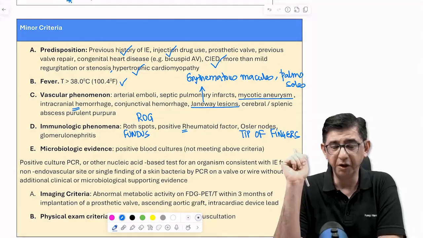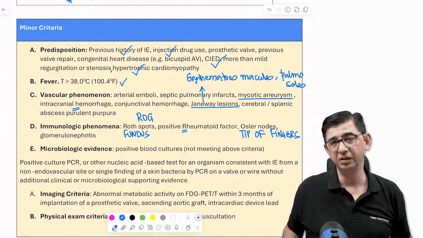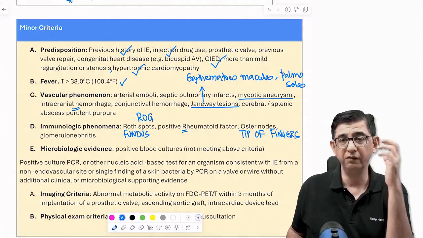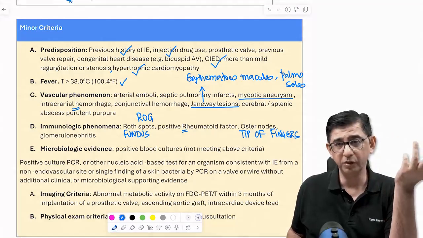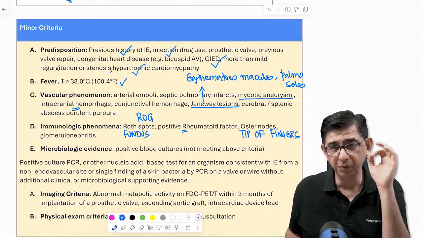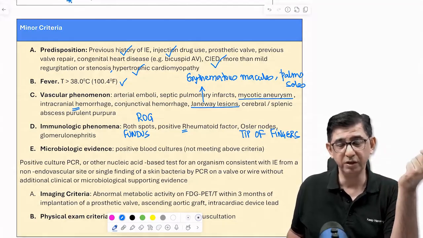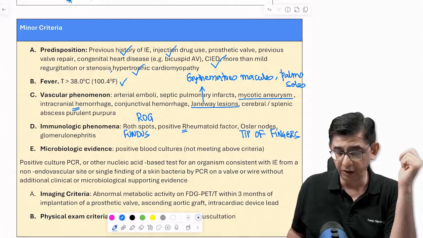I'll say that again. Just like you guys are comfortable with the fact that a berry aneurysm can burst, similarly a mycotic aneurysm can also burst. Mycotic aneurysm is not caused by fungus, it is caused by Staph aureus, and then it can rupture or cause an intracranial hemorrhage in a patient.